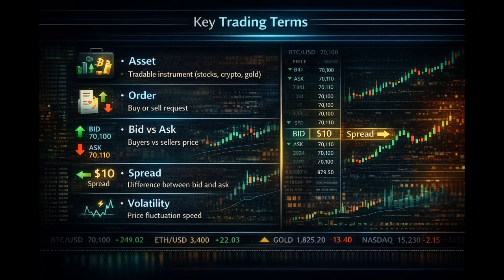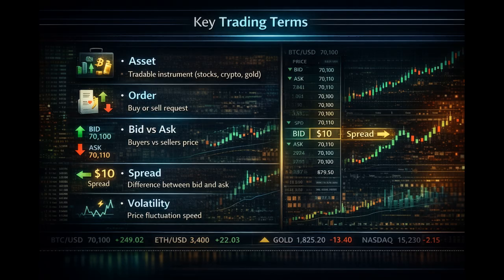Order. An order is a request placed with a trading platform to buy or sell an asset. There are different types of orders such as market orders and limit orders. For example, a trader might place a market order to buy Bitcoin immediately at the current market price.